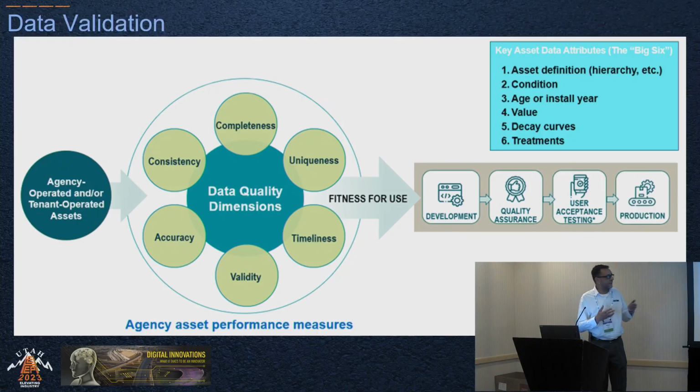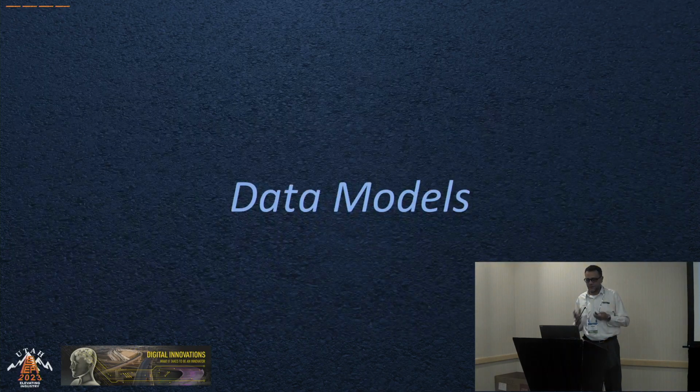So for this to work, you have to have data validation. And the key assets that we look at are the big six, right? Asset definition, condition, age, install year, value, decay curves, and treatments. When we do that, we're looking at the quality dimensions for the fitness for use, okay? So how complete is the data? How unique is it? Is it the timeliness of it, the validity of it, the accuracy, and the consistency? We always look at this with regard to all of our data with all the architectures that we utilize. These are key. Purpose is development, quality assurance, acceptance testing, and production. Quality assurance is critical with data validation.